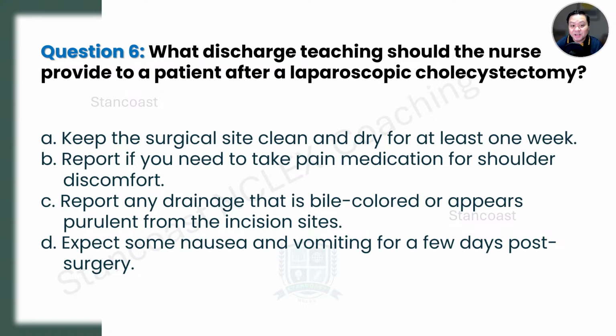The correct answer here is letter C. If you notice any drainage or anything that is bile-colored, or if it's purulent that is present in the incision site, this can indicate that there is infection or there's leakage of the bile, and this is something that you should urgently report to the medical provider. This is a post-op complication to laparoscopic cholecystectomy.